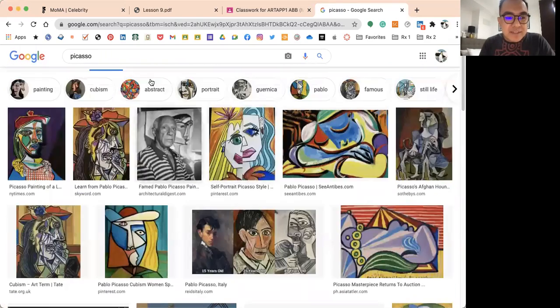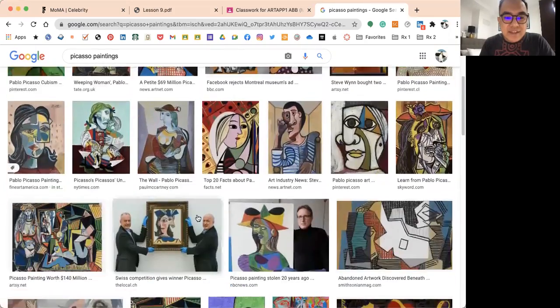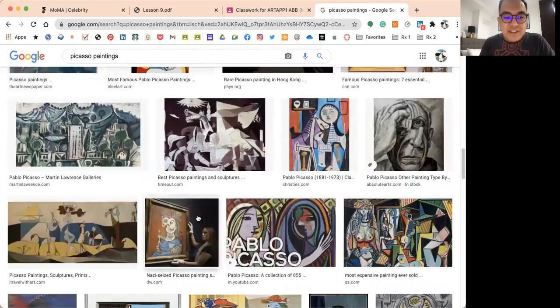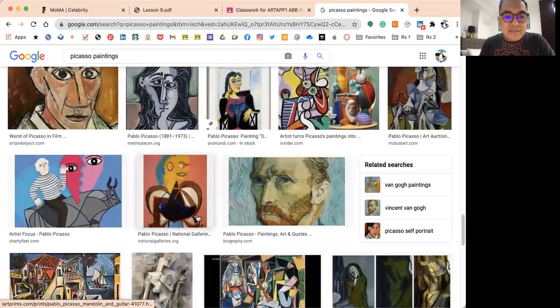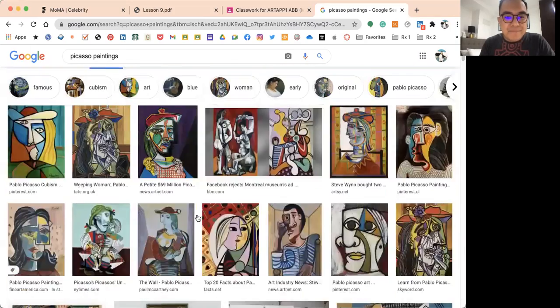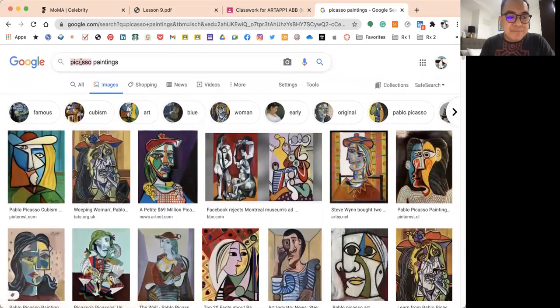See? The Picasso, of course, nadadagdag yung mukha niya, pero let's type Picasso paintings. See? They follow a certain style. Sino yung kapatid ni Picasso? Who was the other founder of Cubism? I hope you remember. Who?